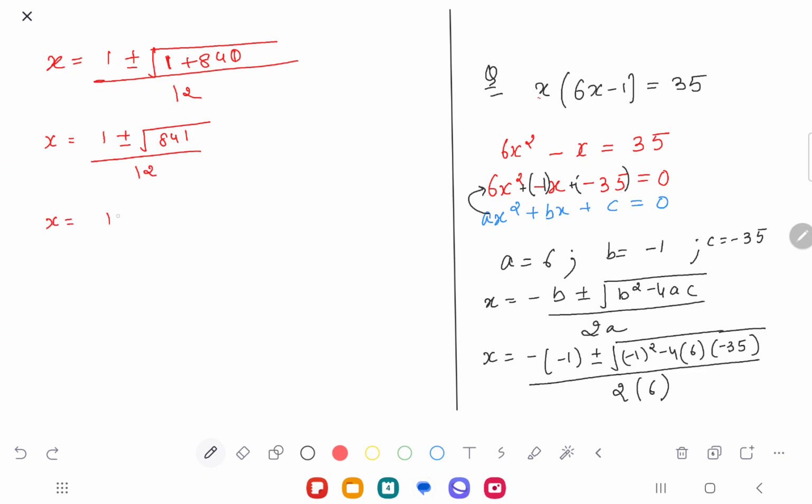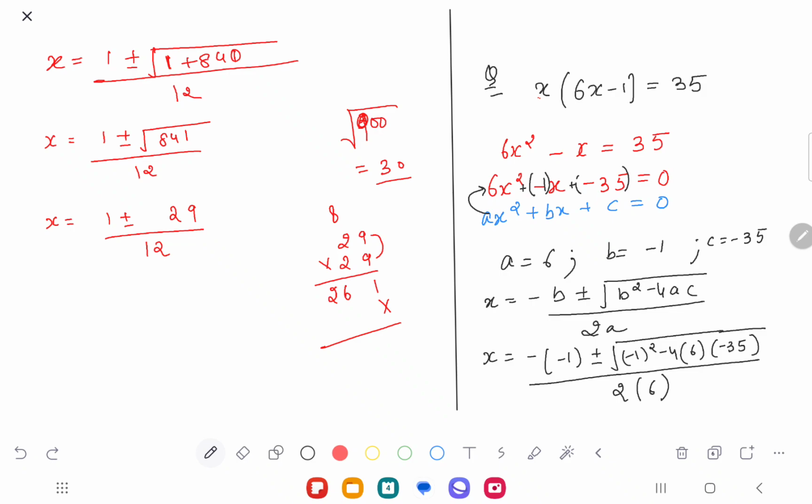So x shall be what? 1 plus minus. What is root 841? You tell me. What is root 841? Exactly, that would be 29, root over 12. Because 30 squared is 900, so basically that comes out to be 30, and 841 is just below that. So 29 times 29 should actually give me 841. Let's verify that. 9 times 9, 81. 9 times 2 is 18, and 18 and 8 shall become 26. And then 2 times 9 is 18, 2 times 2 is 4, so we will have 841. Correct. So 29 squared would be 841.